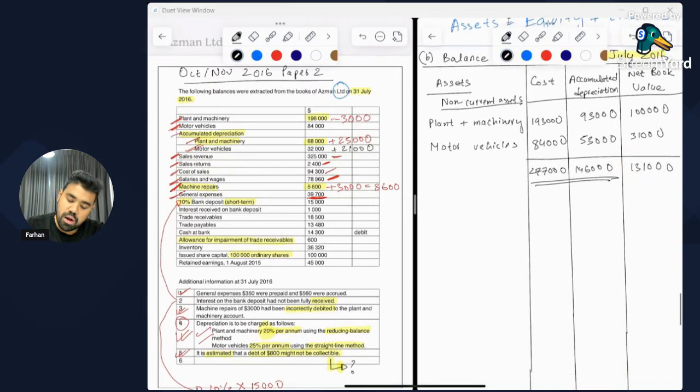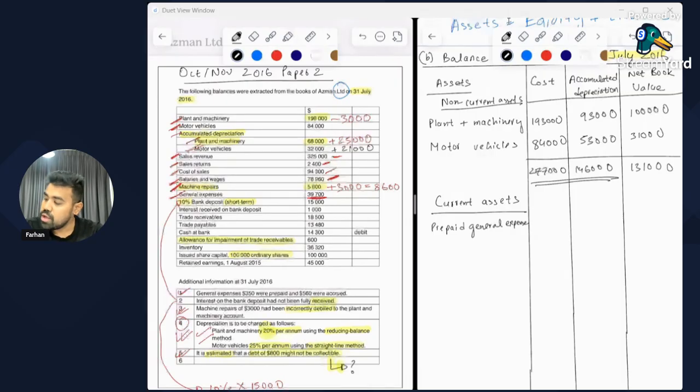Now let's do the current assets. Now the current assets, okay? We start with the general expenses that we had prepaid, right? So prepaid general expenses. We had included all this information explicitly when we were doing the workings. Do you remember? Okay. So we start with the prepaid general expenses of 350. Which means that general expenses is already done.